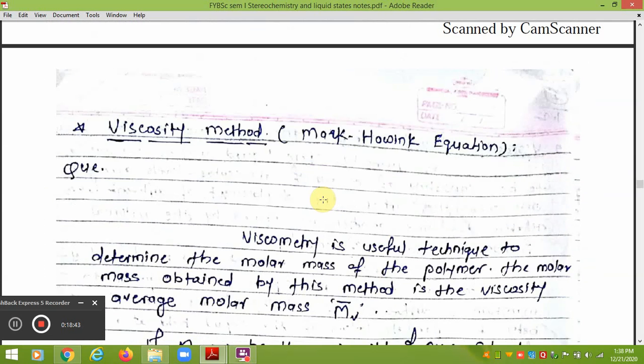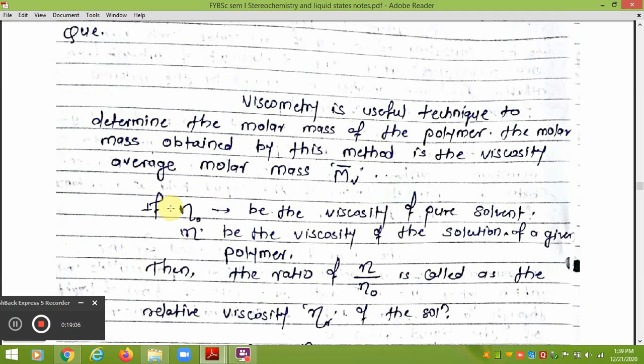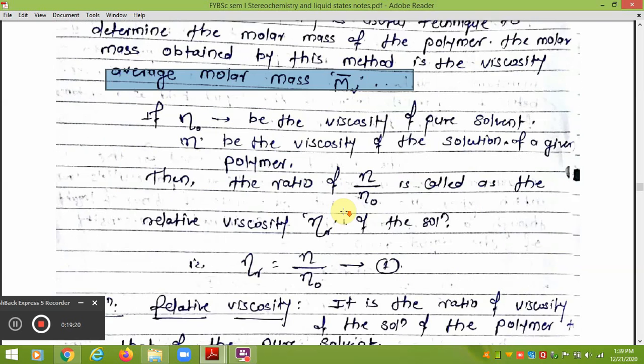So here definitely the measurement of viscosity is also an important thing for the study of this physical property of the liquid, and the viscosity of any particular liquid can be measured with the help of a method. This method is called the viscometry method, and it is also called the Mark-Houwink equation. Later this equation can be used for the determination of the molecular weight of a given polymer also. So viscometry is a useful technique for the determination of the molecular mass of a given polymer, and the molar mass obtained by this method is the viscosity average molar mass, indicated by Mv.